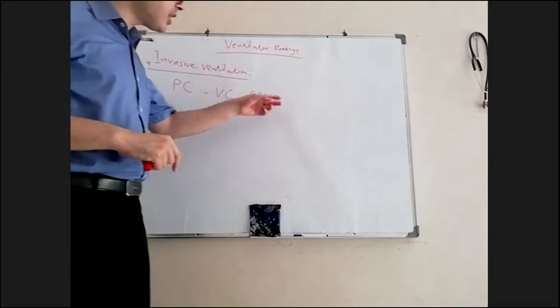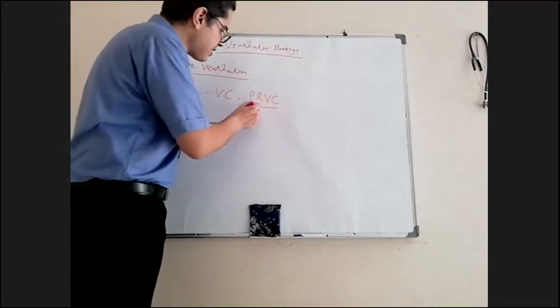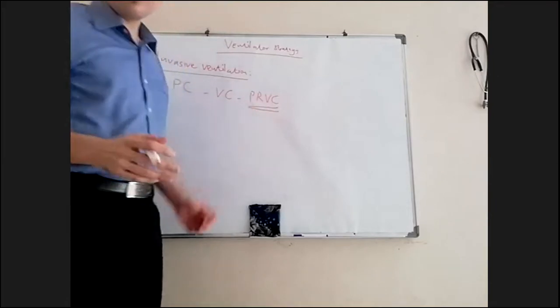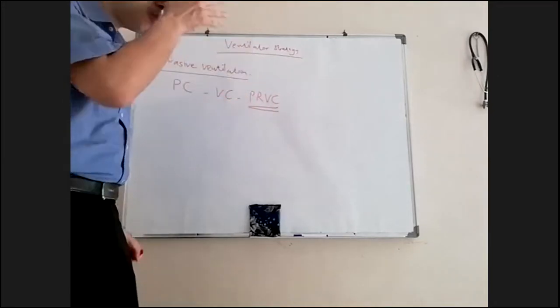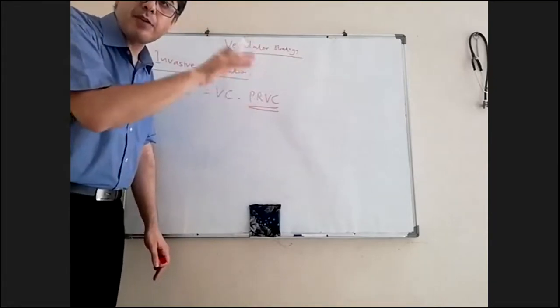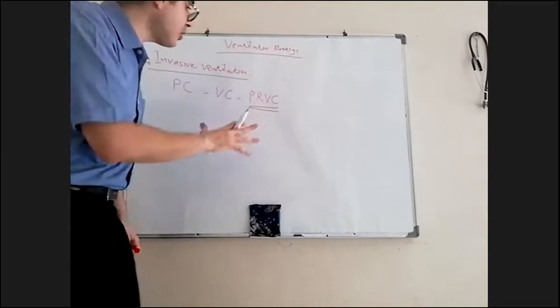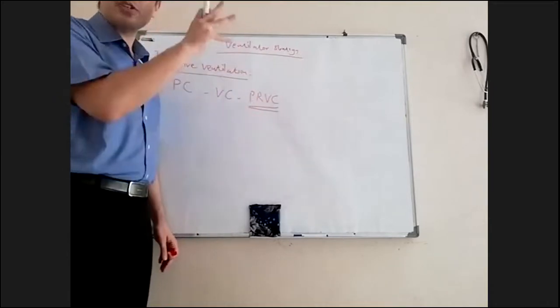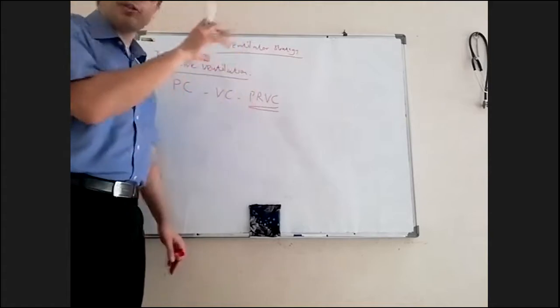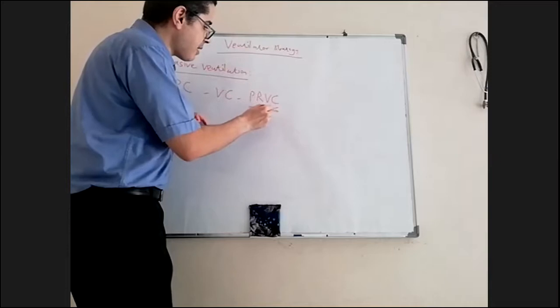So theoretically, we feel PRVC is the safest. In PRVC, you ask for your target tidal volume, but you have a pressure limit. So if you are not achieving the tidal volume and the ventilator needs to increase the pressure, if the ventilator reaches the limit, you will have the alarm. So theoretically, PRVC is the best.